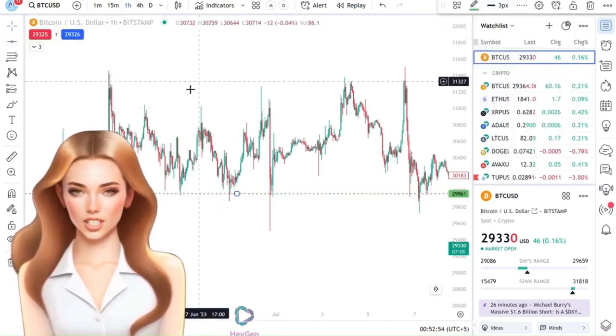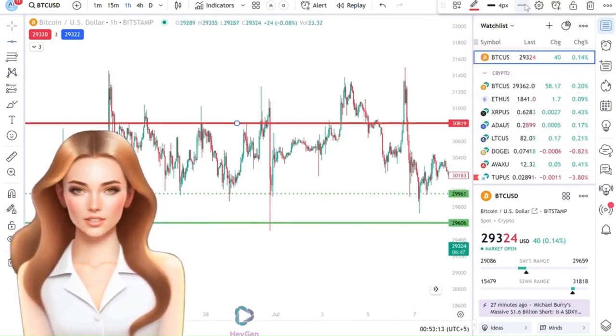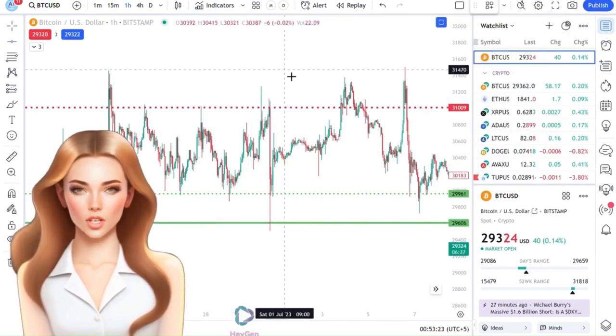In this lecture, we are going to talk about support and resistance. Like what are support and resistance levels? And how traders use them to make profit.